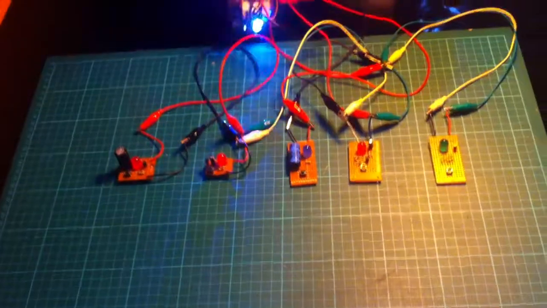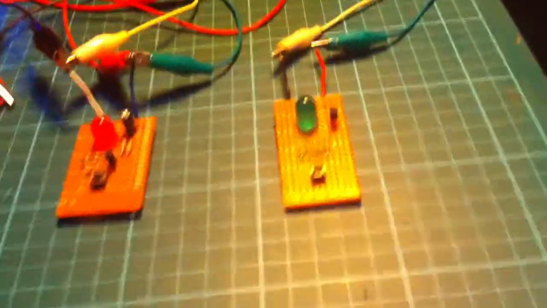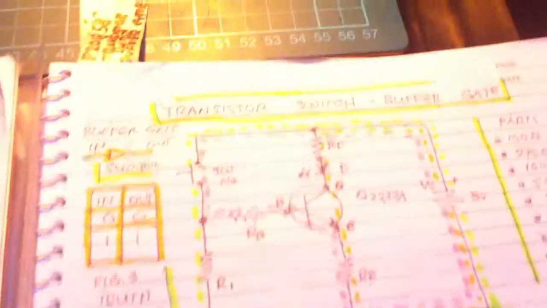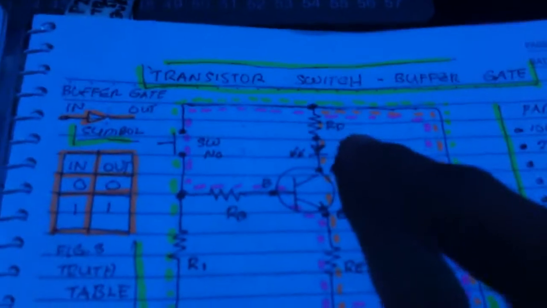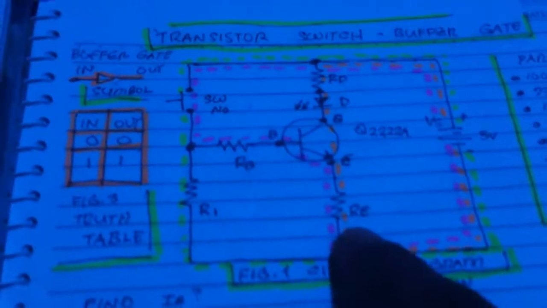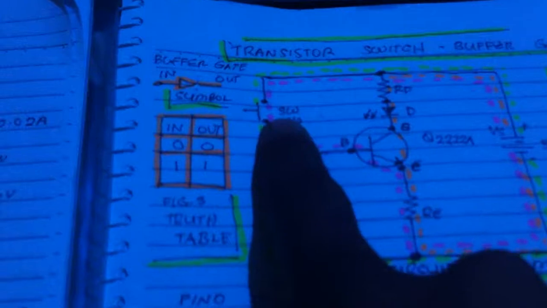So, let us see the circuit here. The circuit of this one, LED green, is this transistor switch buffer gate. Let us kill the light. Very bright. So we have here voltage supply 5 volts, resistor, LED, resistor, push button switch, and that is the circuit.